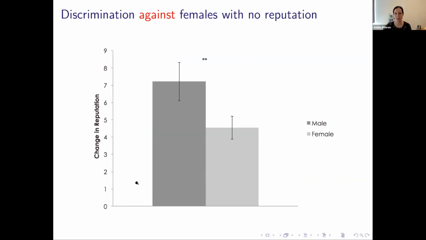All right, so what do we find? Well, first we look at the discrimination against females with no reputation, and indeed we find significant discrimination against the accounts with female usernames. Specifically, on the y-axis here, we have the change in reputation on average. Remember, 5 reputation points is an upvote on a question. And so here we see that males receive roughly 50% more reputation points than females on those initial posts. So it's significant and the magnitude is relatively large.